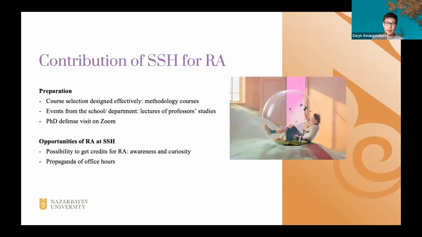And I want to highlight the contribution of the School of Science and Humanities for becoming an RA. Honestly, I think that the School of Science and Humanities prepares students for becoming a research assistant. I mean, at least they provide the special skills that will be useful, that will allow you to become an appropriate research assistant. The first thing that I want to highlight is a course selection that is designed, from my point of view, effectively.